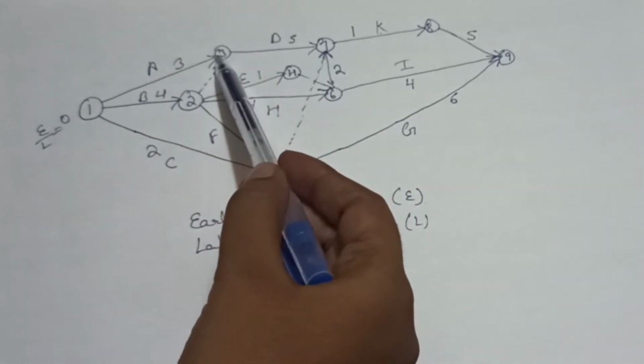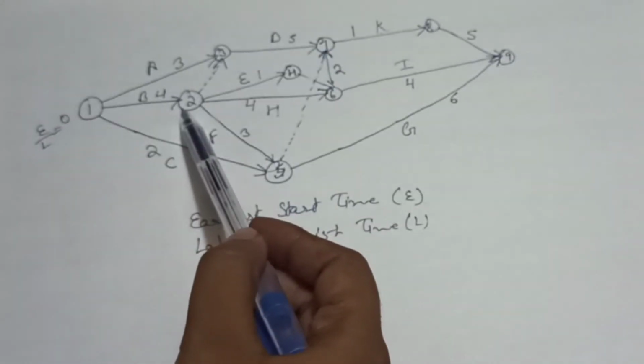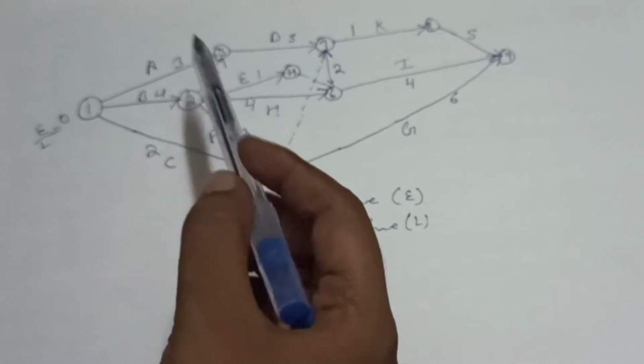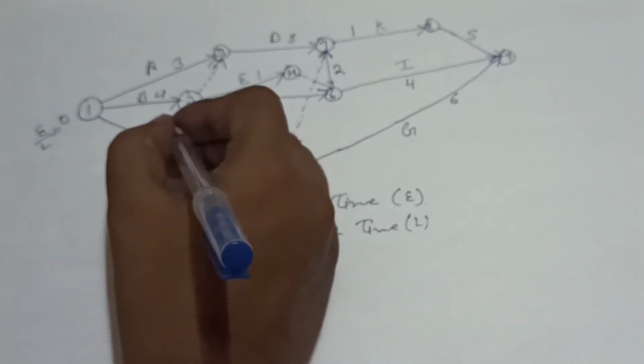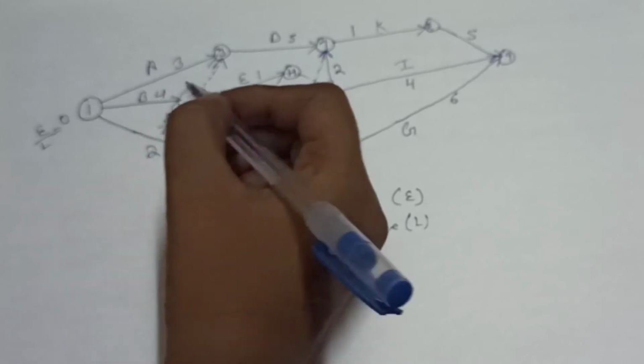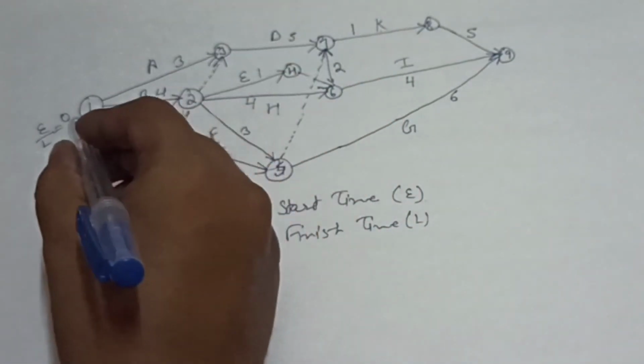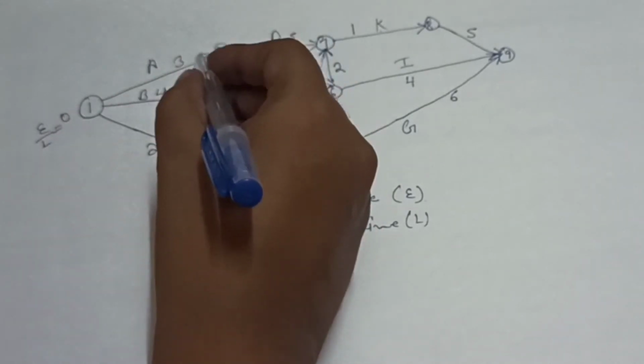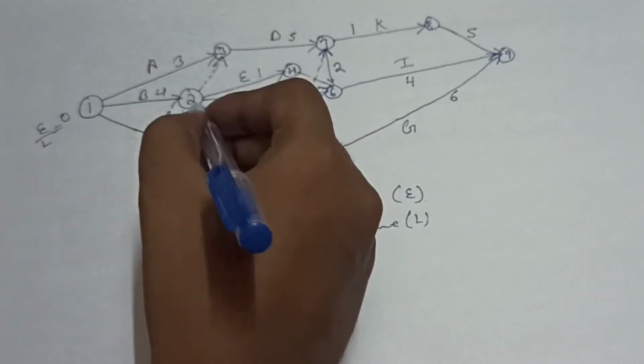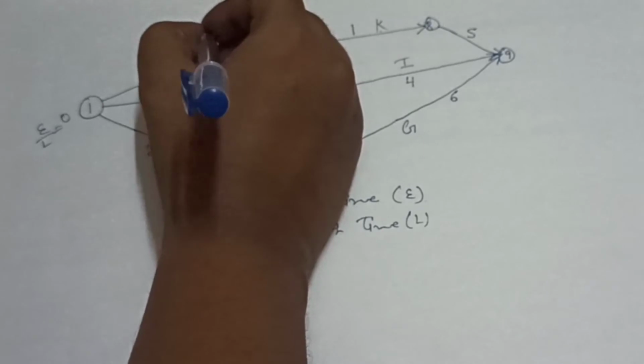But here we have two activities. So first of all we will calculate E for this node. So 0 plus 4 is equal to 4. We can say E is equal to 4. So for this node, E is equal to 0 plus 4 and 0 plus 3. We will select the maximum of these two. So we will select 4 here.